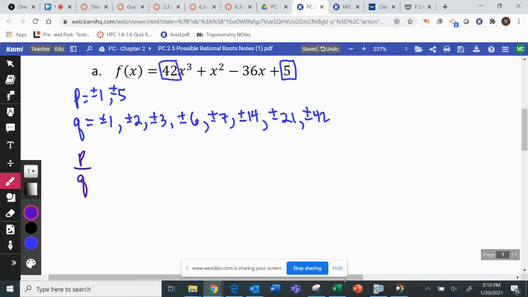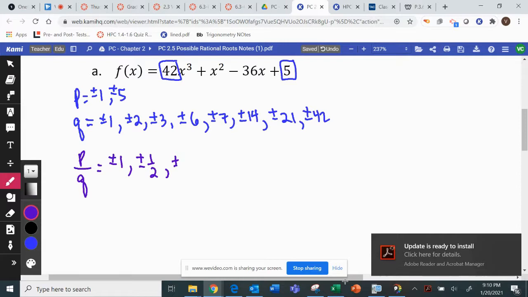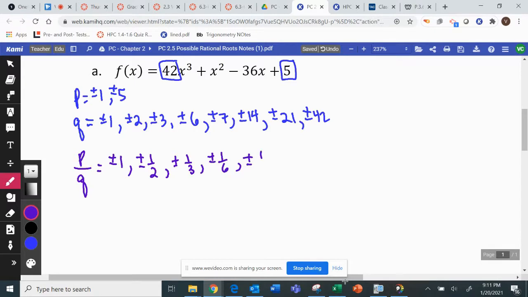So I'm going to have p over q. I will start with the p that is plus minus 1, and I'm going to put plus minus 1 over every single q. So we will have plus minus, if I do 1 over 1, then I get 1. Plus minus 1 over 2. Plus minus 1 over 3. Plus minus 1 over 6. Plus minus 1 over 7. Plus minus 1 over 14. Plus minus 1 over 21. And plus minus 1 over 42. Those are all the ones.